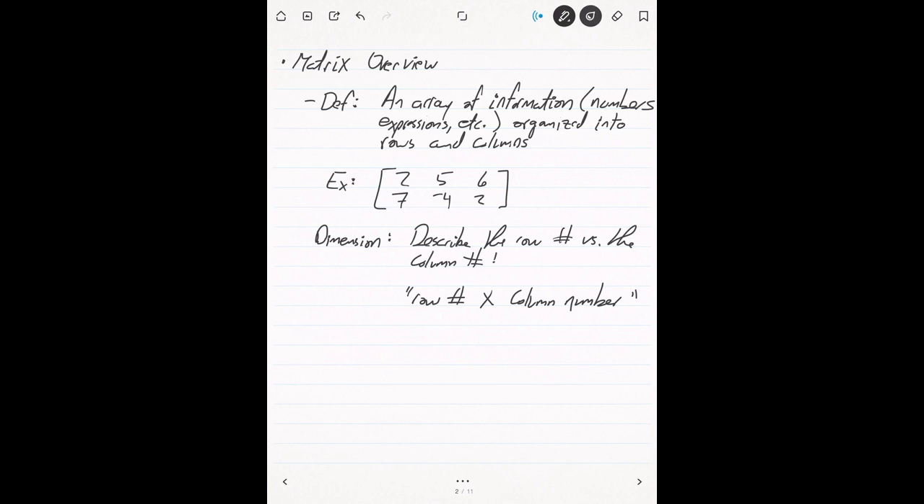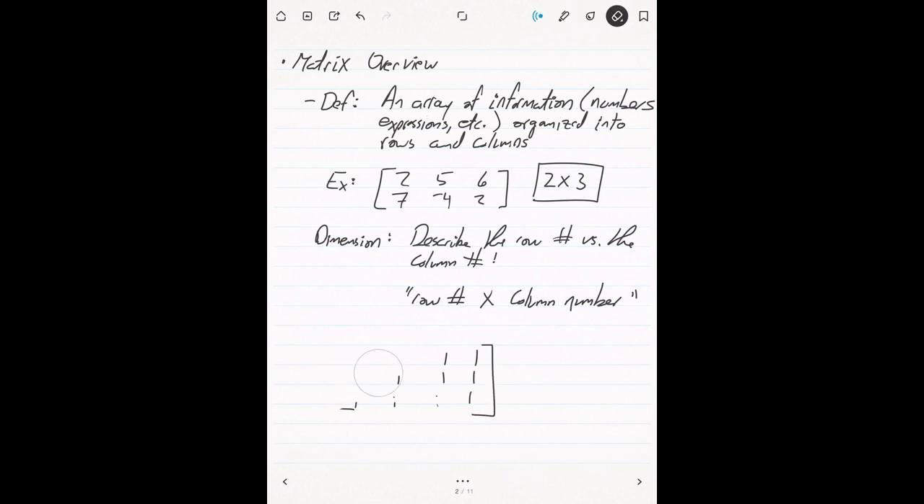And here, for this example, this is a 2 by 3 matrix. I've talked about the rows being 2 and the columns being 3. So when I tell you something like a 3 by 4 matrix, you could picture in your head something 3 rows down and 4 columns over.